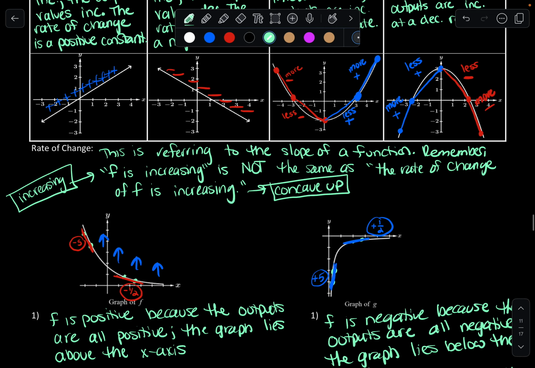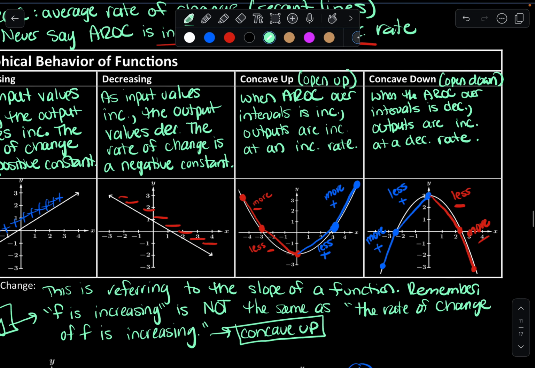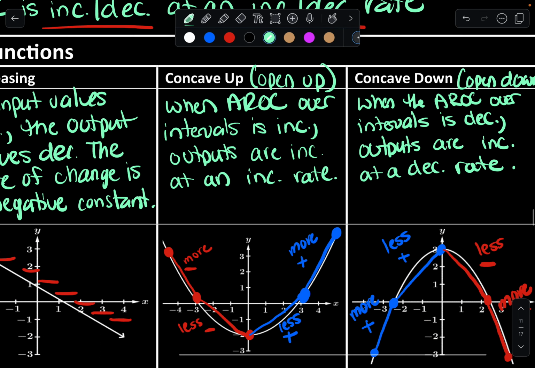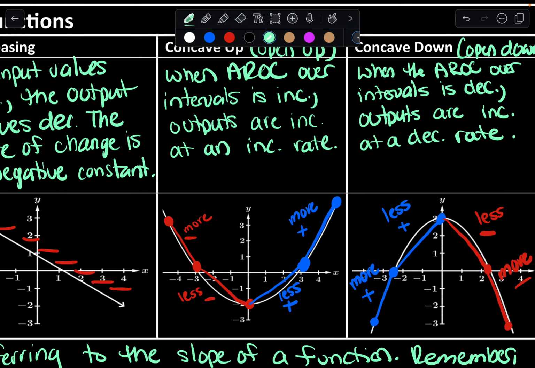And there is something I wanted to talk about here. My definition does not match with the concave up, okay? So I put when the average rate of change over intervals is increasing, outputs are increasing at an increasing rate. That is only specific to this side, okay? It's only specific to that side. Because in the blue, the average rate of change, the outputs are increasing at an increasing rate.